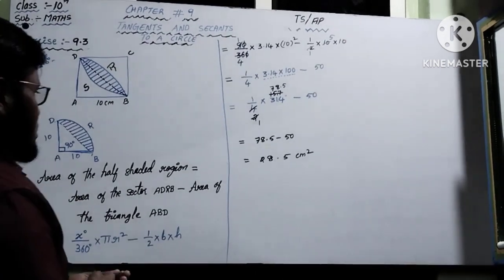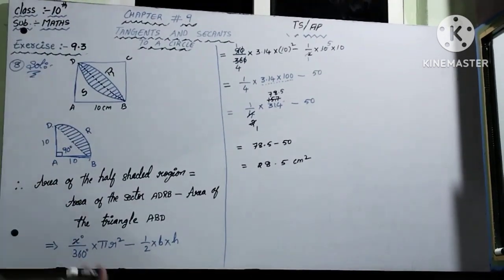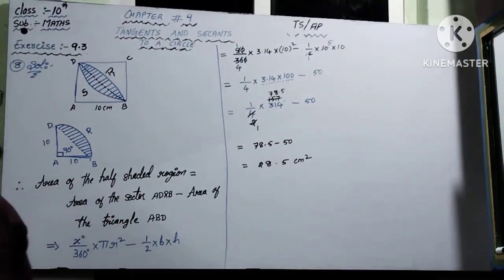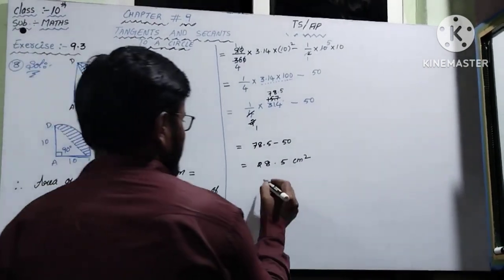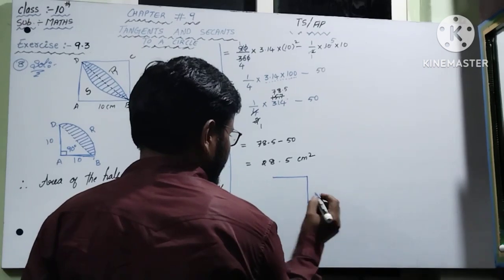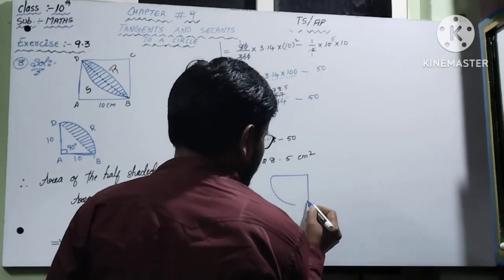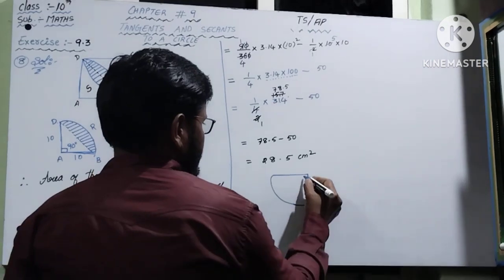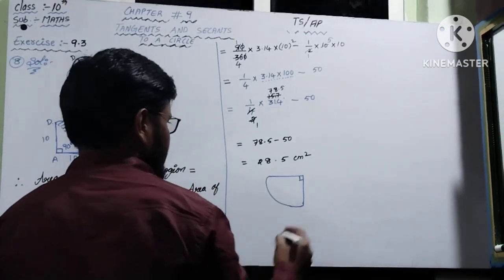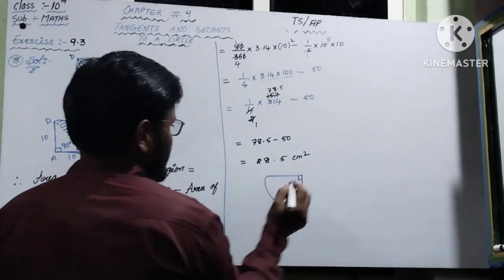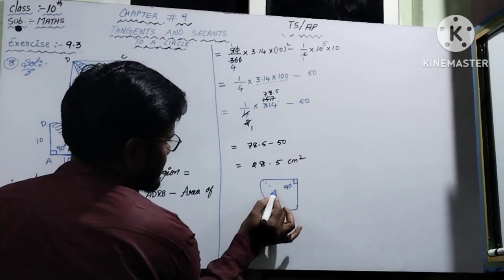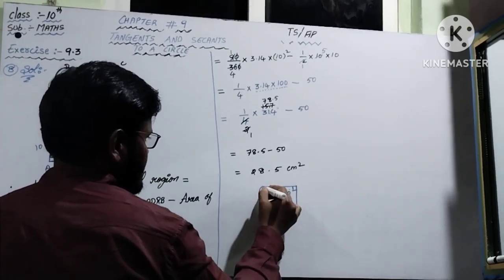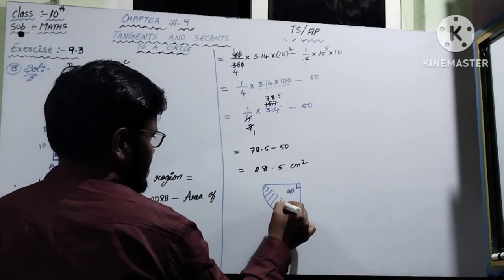In this I am using one more diagram. I taken region R, then I will use region S now. So the diagram is like this. This angle is equal to how much? 90 degrees. And this is the diagonal line. And this is one more half shaded region.